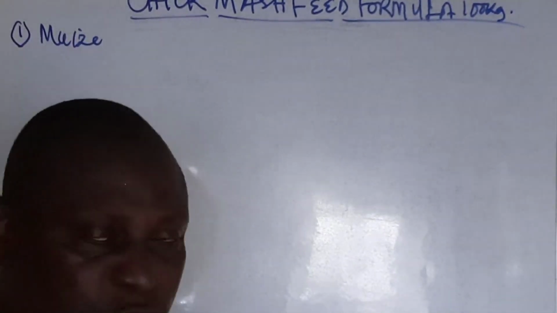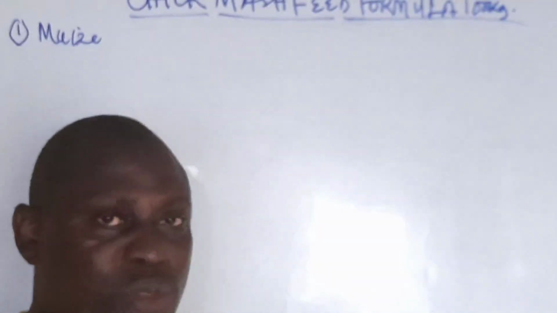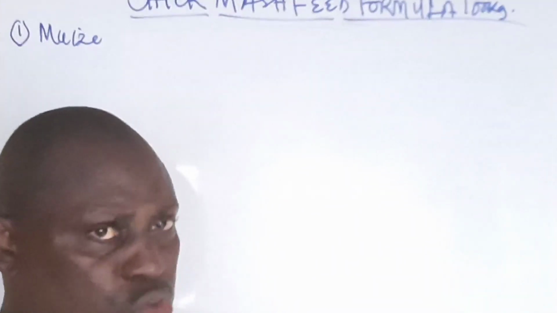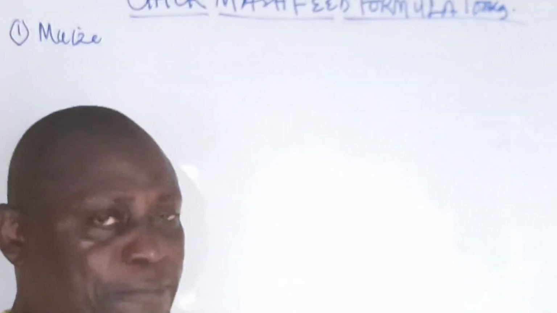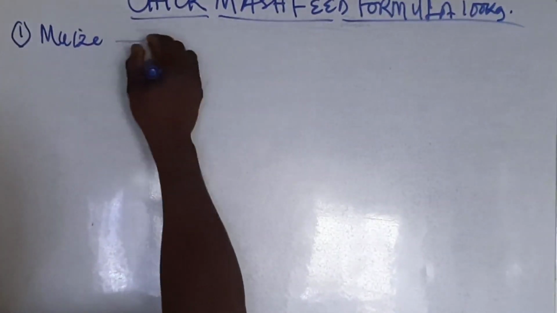Chick mash is between 18 to 22% crude protein. That's normal chick mash feed. If you get 22% crude protein, good. If you get 19 or 20, good also for chick mash. So now we start with maize.